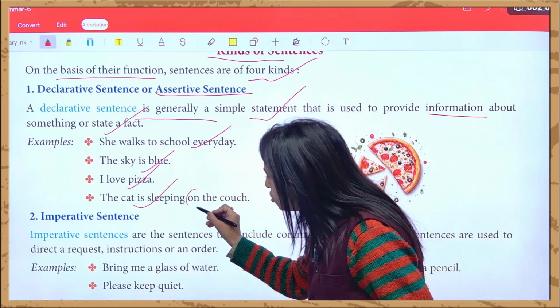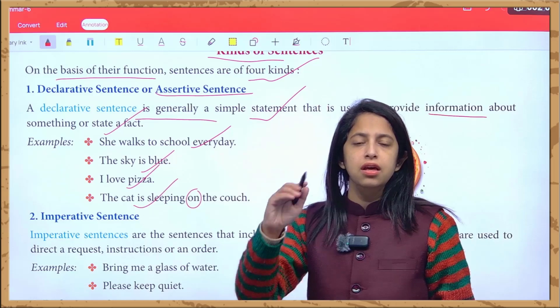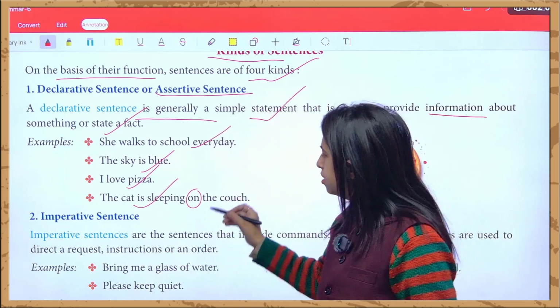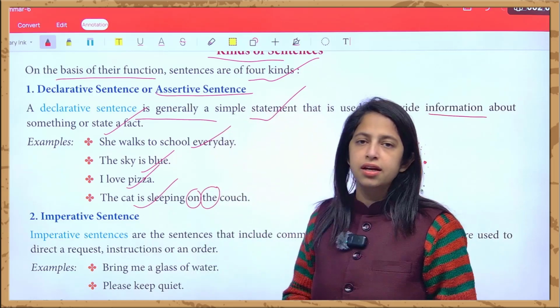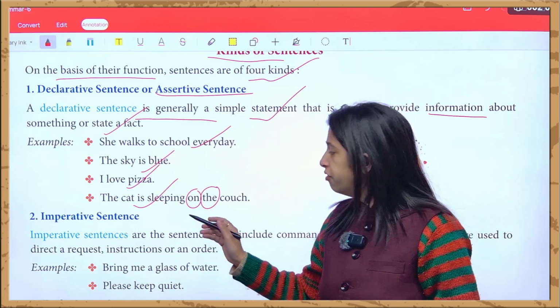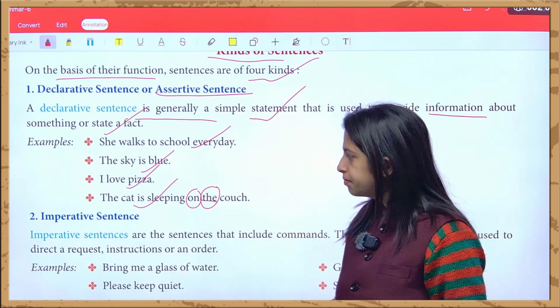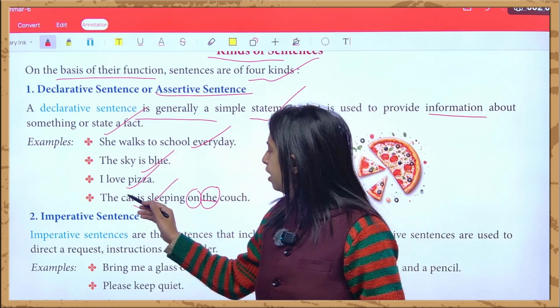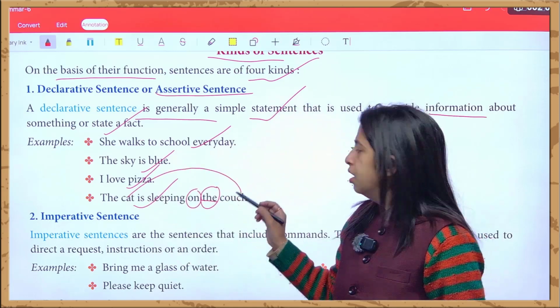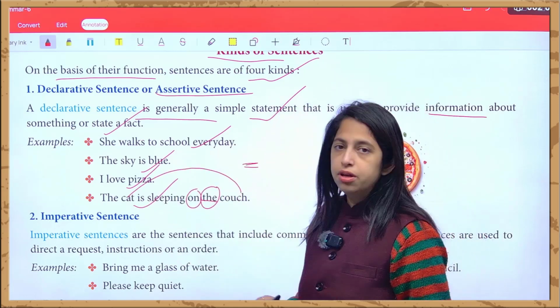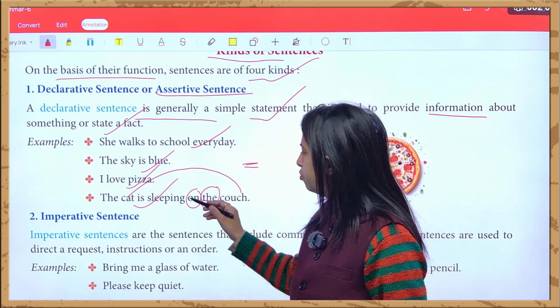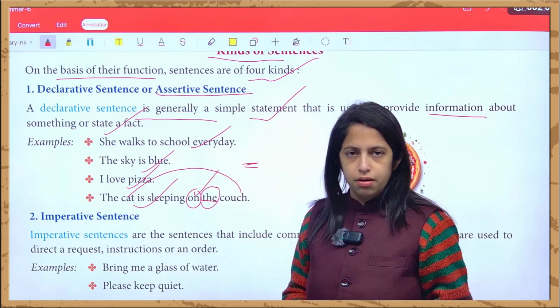Here, this is a preposition that we will be studying in further chapters. And this is a definite article, right? And here, the cat and the couch have a connection. There is no space left between both these objects, which is why on is used here, right?